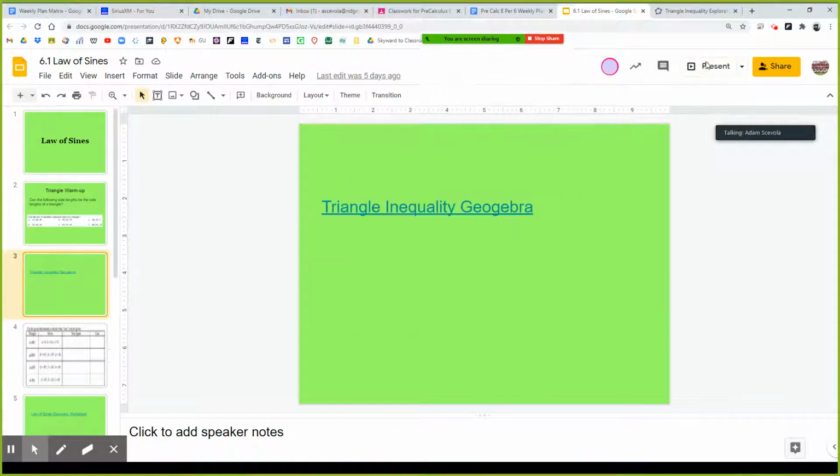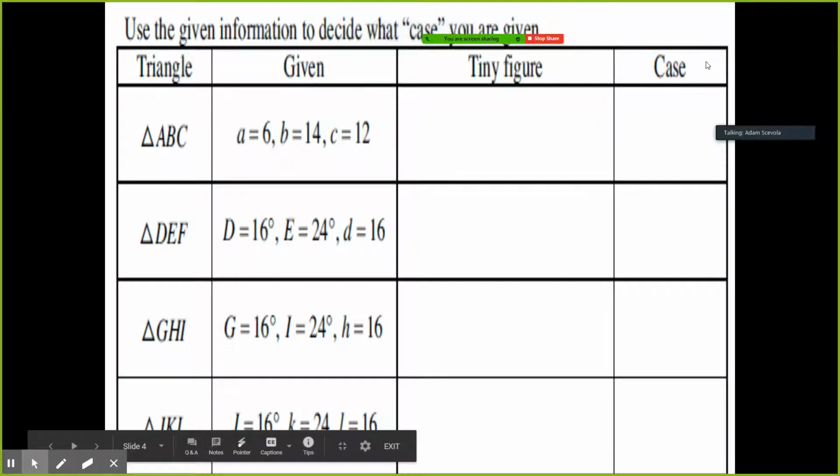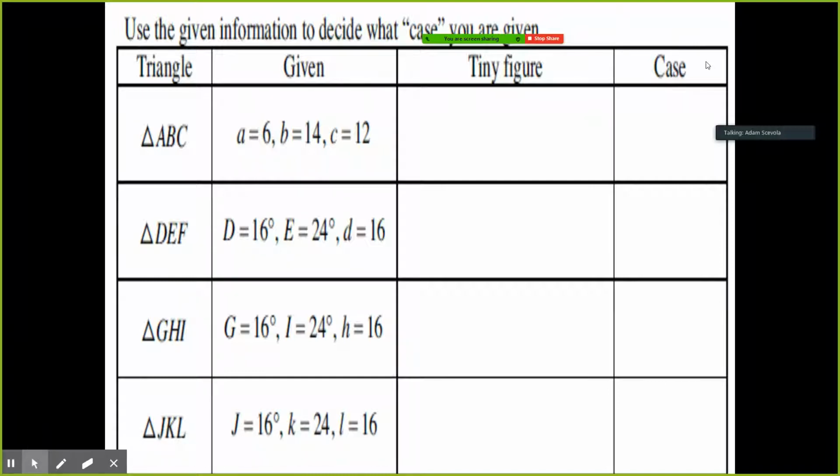All right, next thing I'll look at is cases. This is just a little skill I want you to have, because when we talk about will you do the law of sines? Will you do the law of cosines? Will you do the ambiguous case? It depends on the case that you're given.